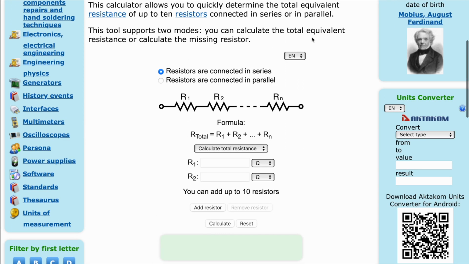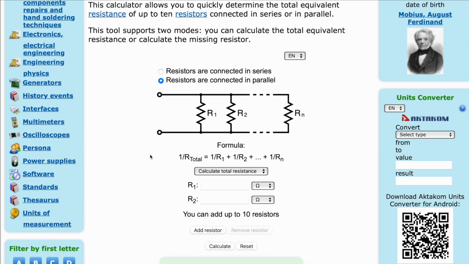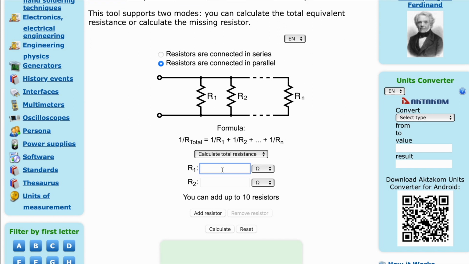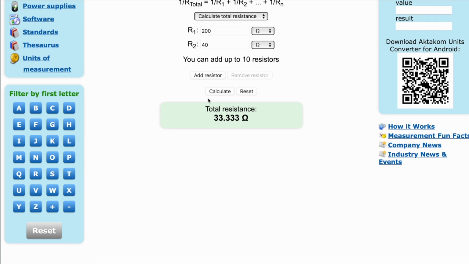However, for a parallel connection of resistors, the calculation is not so simple. Here you need to sum up the reverse values of the resistors. This is the sum of the conductivities. Select a connection of two resistors. Enter the first value 200 ohms and the second value 40 ohms. This calculation is faster than with a regular calculator.